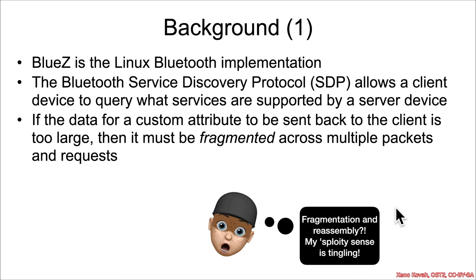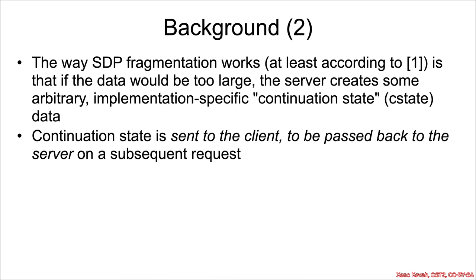And from the beginning of Vulnerabilities 1001, you should know that fragmentation and reassembly should make your exploit sense tingle. Now, the way SDP fragmentation works in a nutshell, at least according to the vulnerability researcher, is that if the data would be too large, the server creates something they call a continuation state, and it is arbitrary and implementation specific. The expectation is that that continuation state data gets sent to the client, and it should be passed back to the server on a subsequent request, so the server knows how to continue sending data.